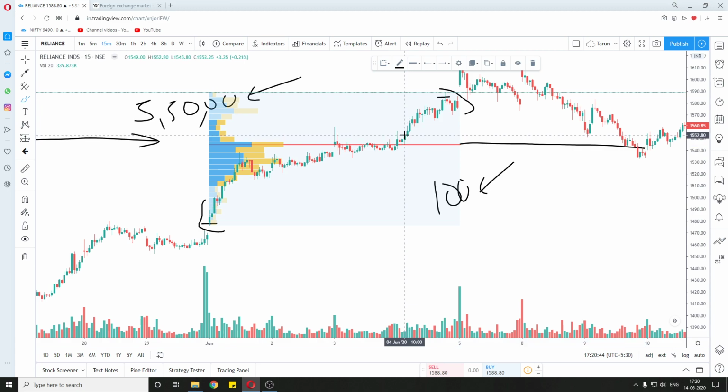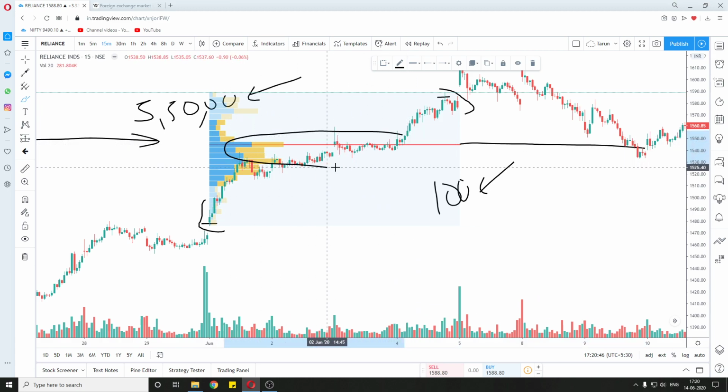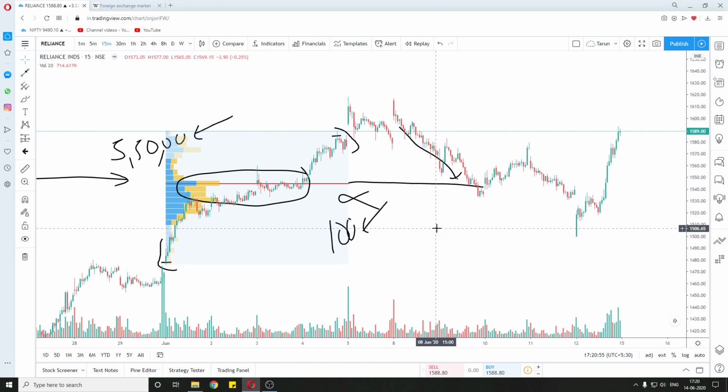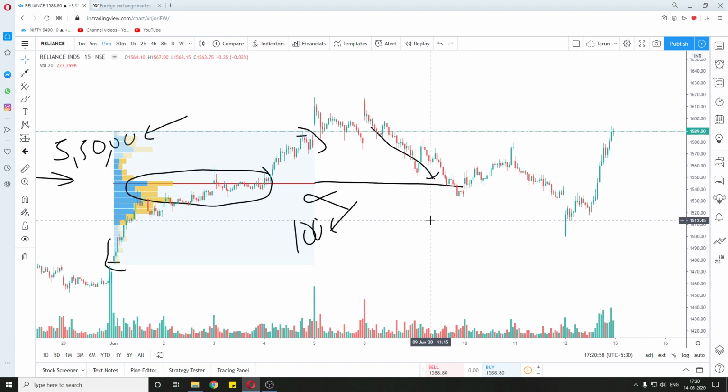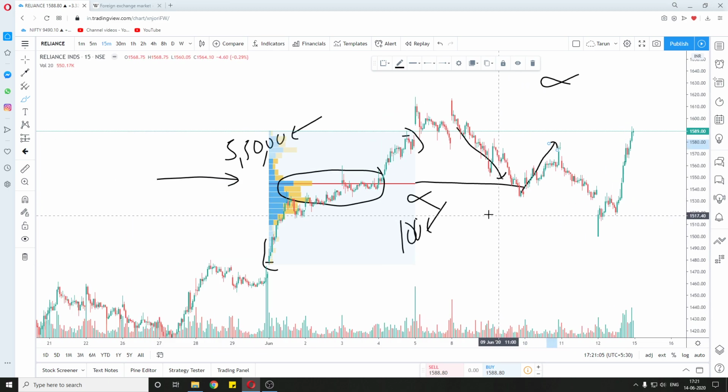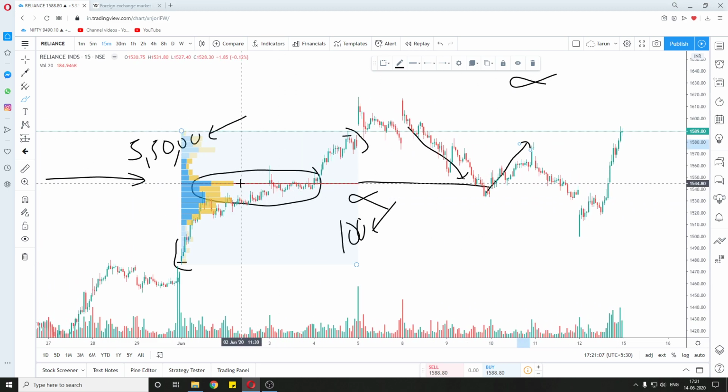So if the big players are accumulating most of their shares at this price, when the price comes down, they will start buying to defend their position. They will not let the price go below their price. Otherwise, they will make a loss. And one thing which we should all know, the big player never wants to make a loss. So they will first defend their position. So this is how the volume profile works. And the red line, which we call the POC, is the line at which the maximum amount of shares are traded.